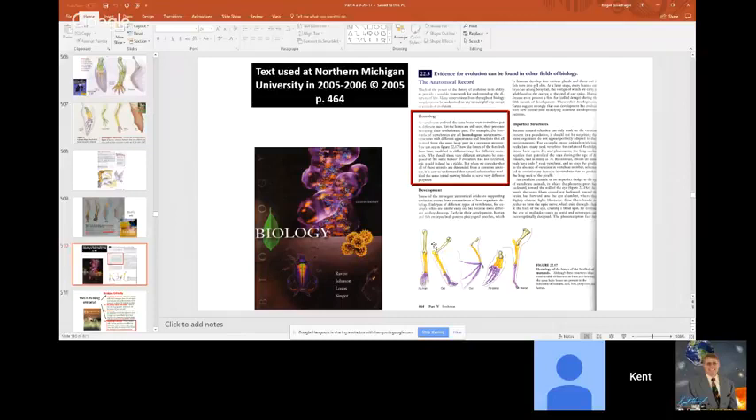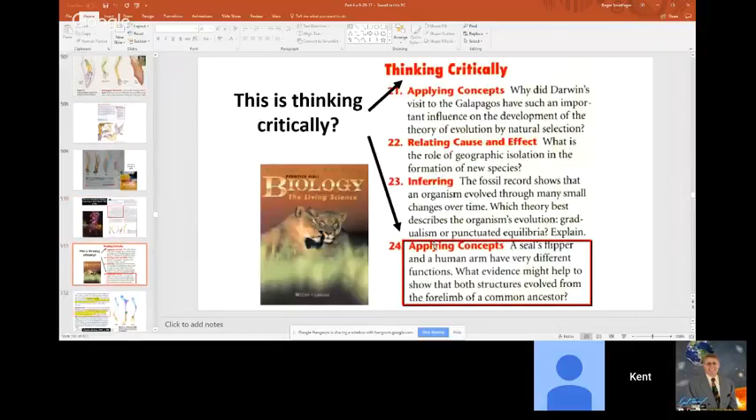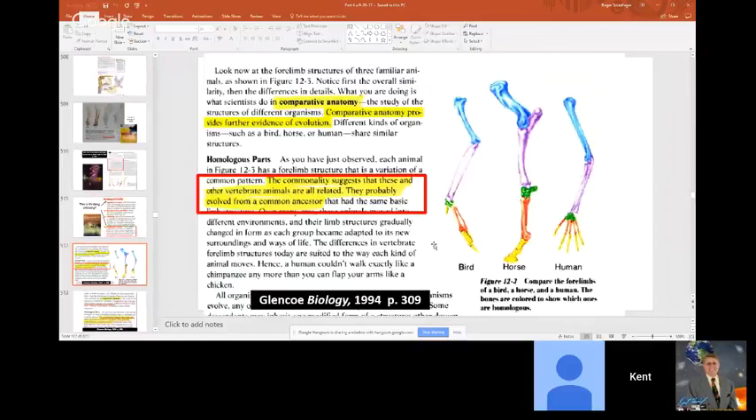Probably the lug nuts would interchange. Okay, that's proof they're coming from the same designer, not proof of evolution. This textbook says the commonality, or comparative anatomy here, provides further evidence of evolution. The commonality suggests that these and other vertebrate animals are all related. They probably evolved from a common ancestor.